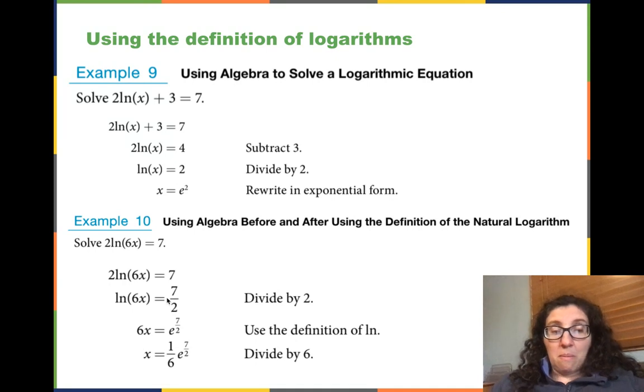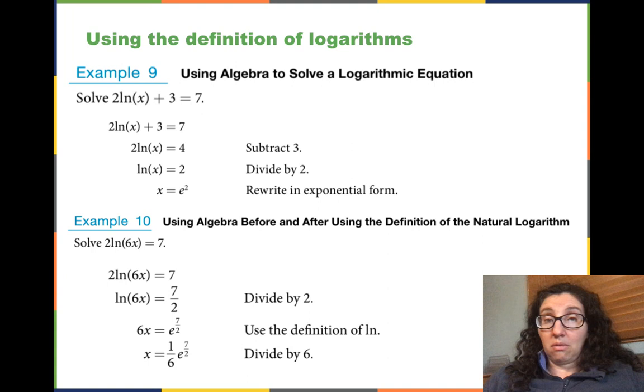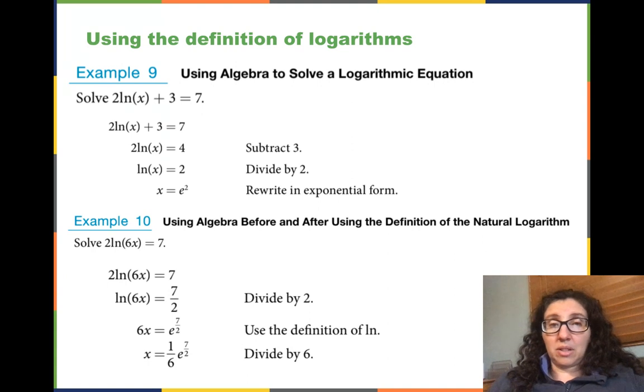And I don't want to move my mouse so that thing doesn't pop up, so that you can see now we just divide by 6 or multiply both sides by 1/6. And that's a number. 1/6 times e to the 7/2 is just a number, right? We could leave it in exact form like this, or put it in our calculator to get a decimal approximation.